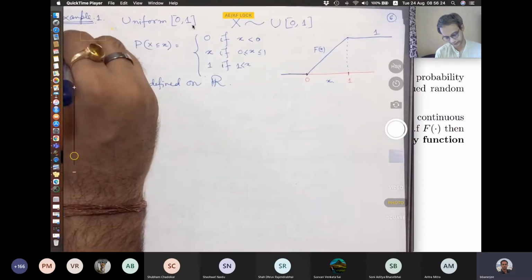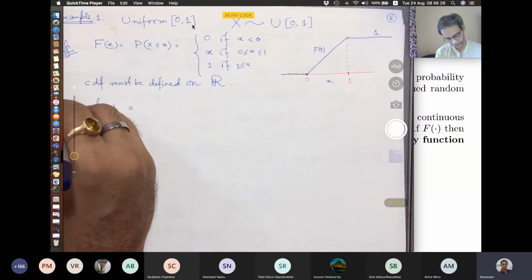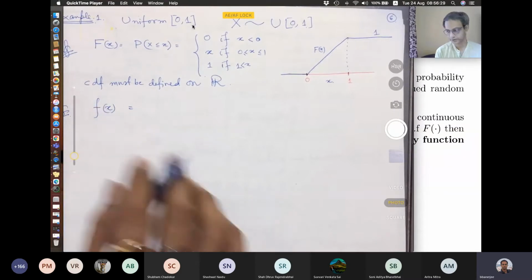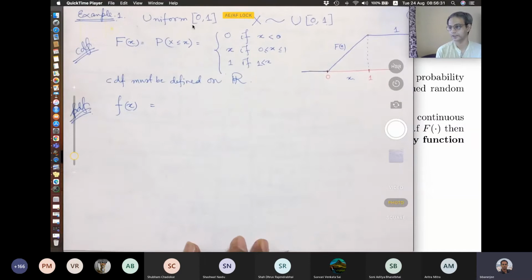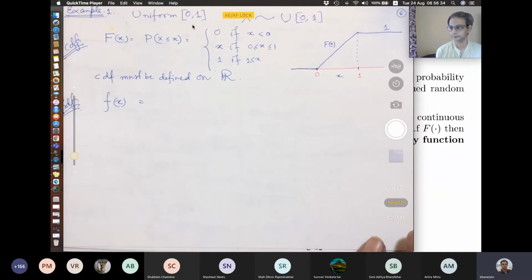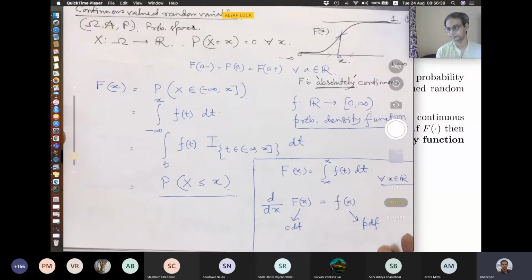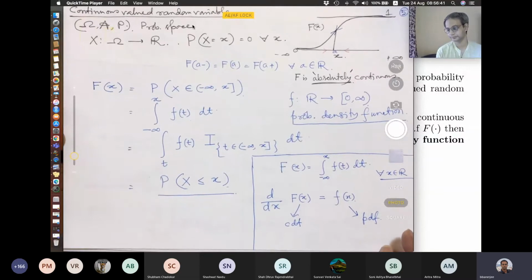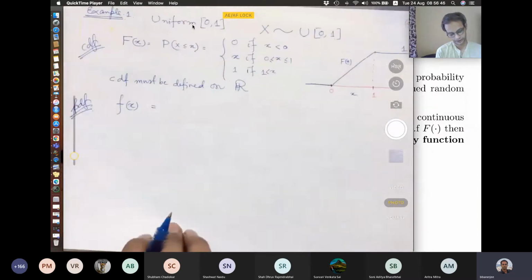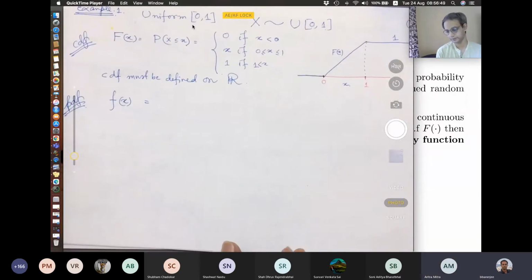Here is the CDF. So what will be the PDF of this random variable? You know how to get the PDF. So please tell me what will be the PDF. If x is less than 0, it is 0; if 0 is less than or equal to x less than or equal to 1, then it is 1. Otherwise, it is 0.